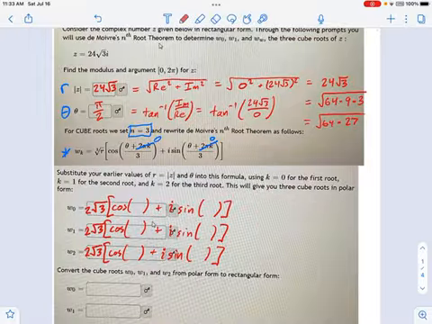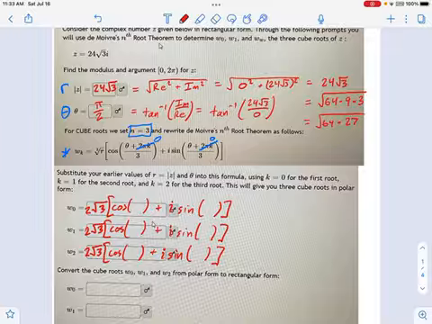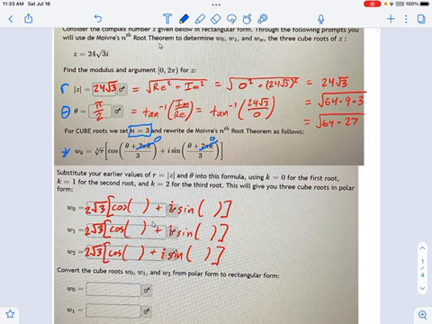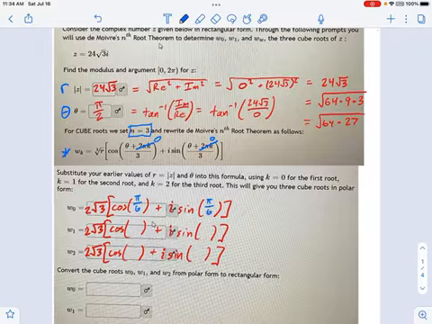The way I'm going to do it is using this root formula again. Remember, I set k equal to 0, so what we have left is theta divided by 3. Well, what's theta? Theta is pi over 2, so this becomes pi over 6. And that's it for the first root.